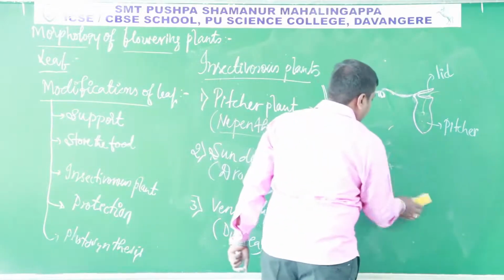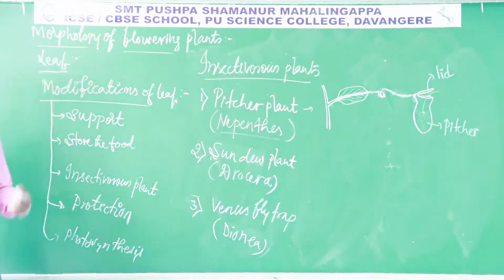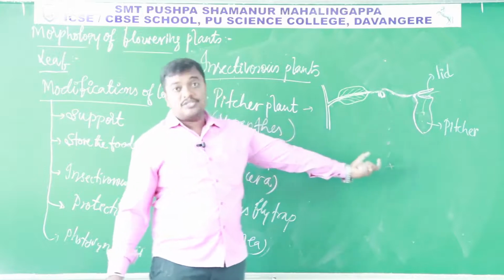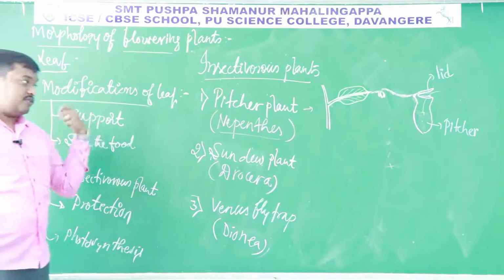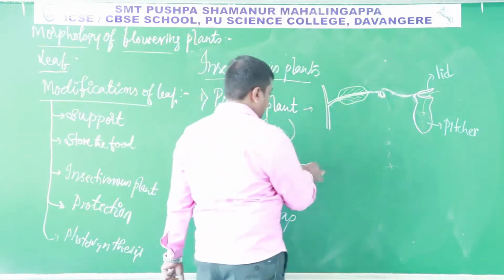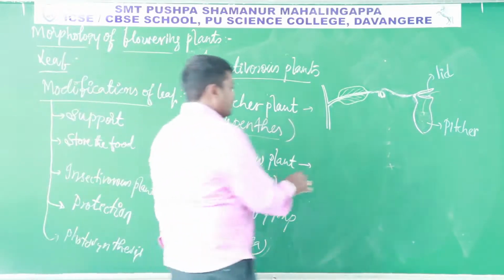Okay, so this is about the Nepenthes. Okay, so in pitcher plant, the leaf tip is modified into that pitcher, which attracts the insect, digests it and absorbs the nitrogen. Next we come to sundew plant or Drosera. Here also there are modified leaves.